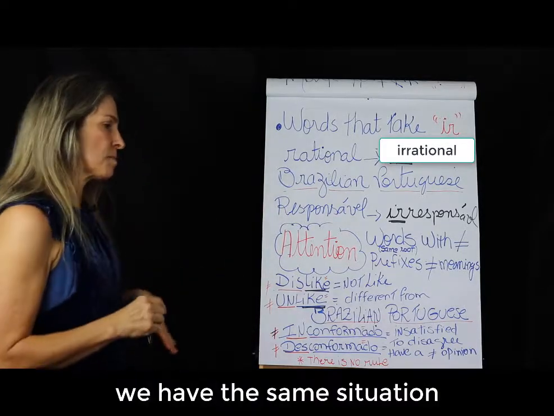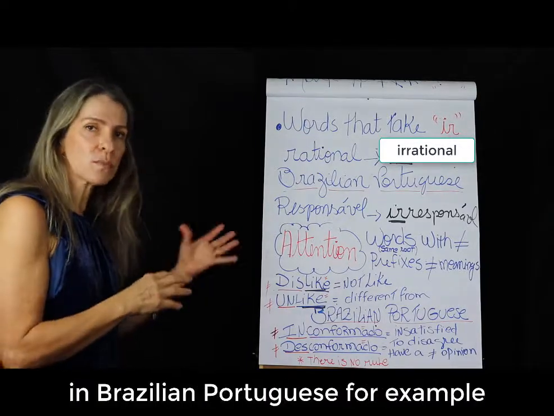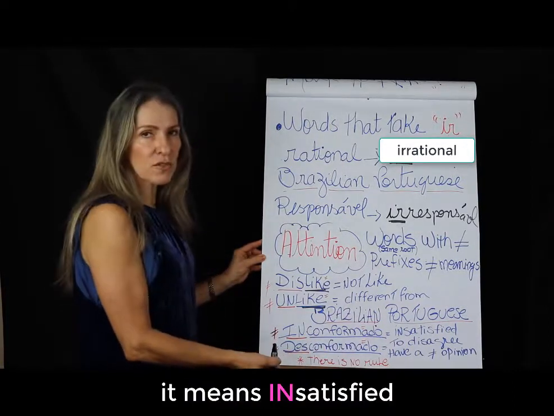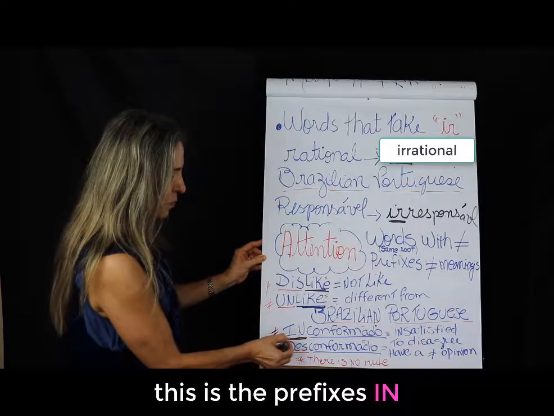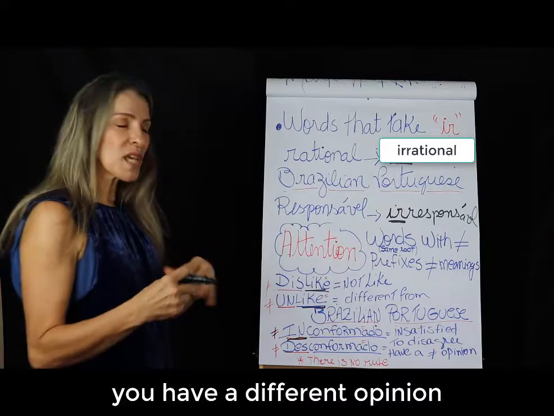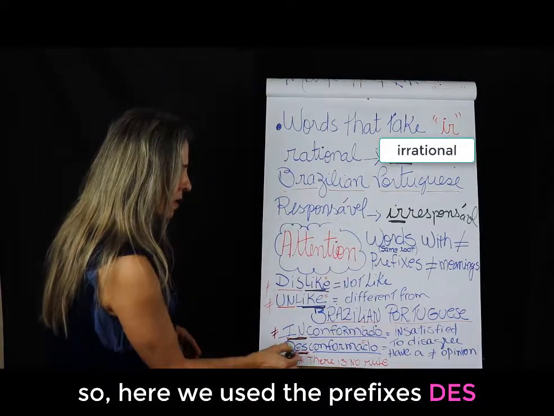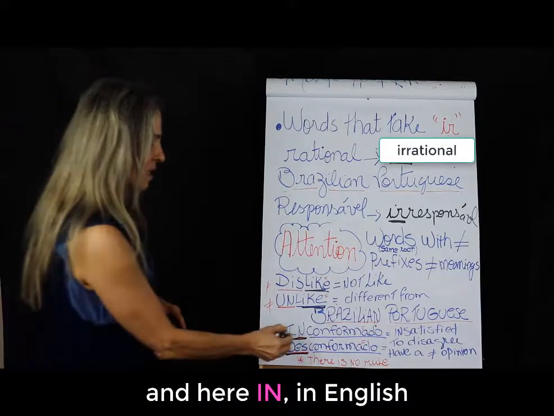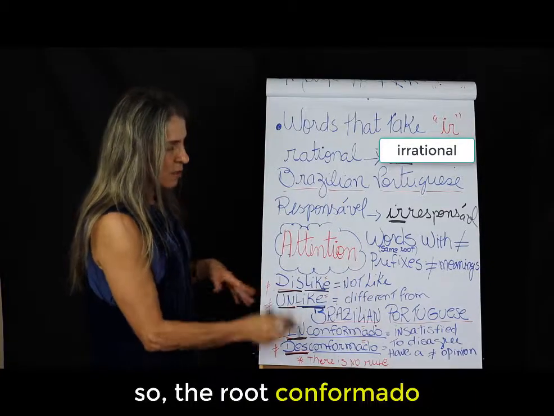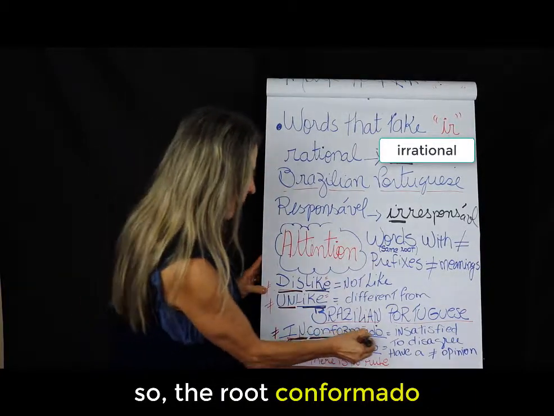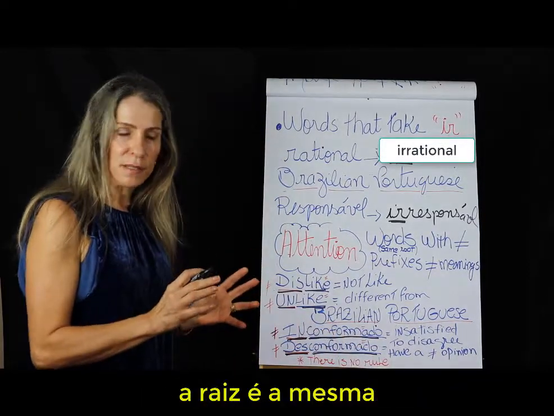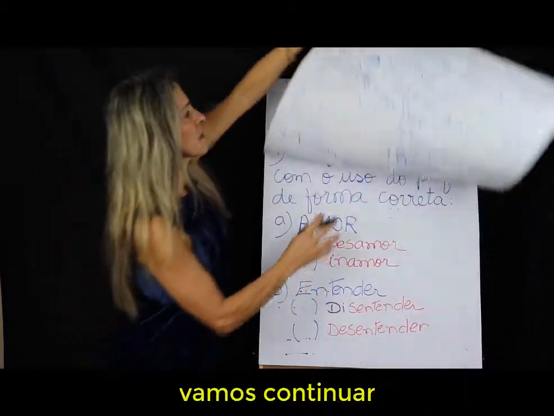But in Brazilian Portuguese, okay, we have this same situation. For example, inconformado, it means unsatisfied, okay? This is the prefix in. Desconformado, okay? You have a different opinion. So here we used the prefix des, and here in. In English, we used dis, and here un. So the root, conformado, conformado, is the same. A raiz é a mesma. But they have different meanings.